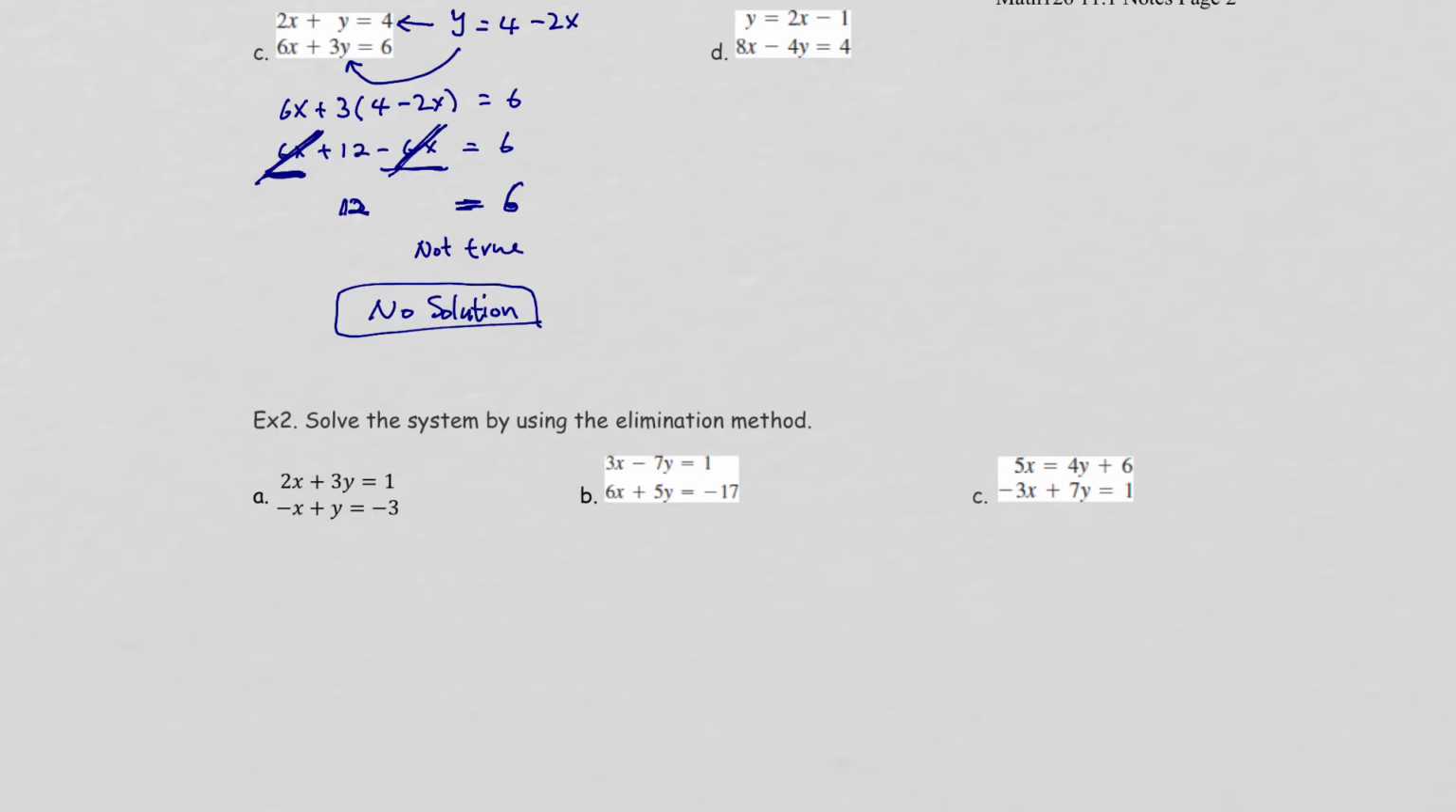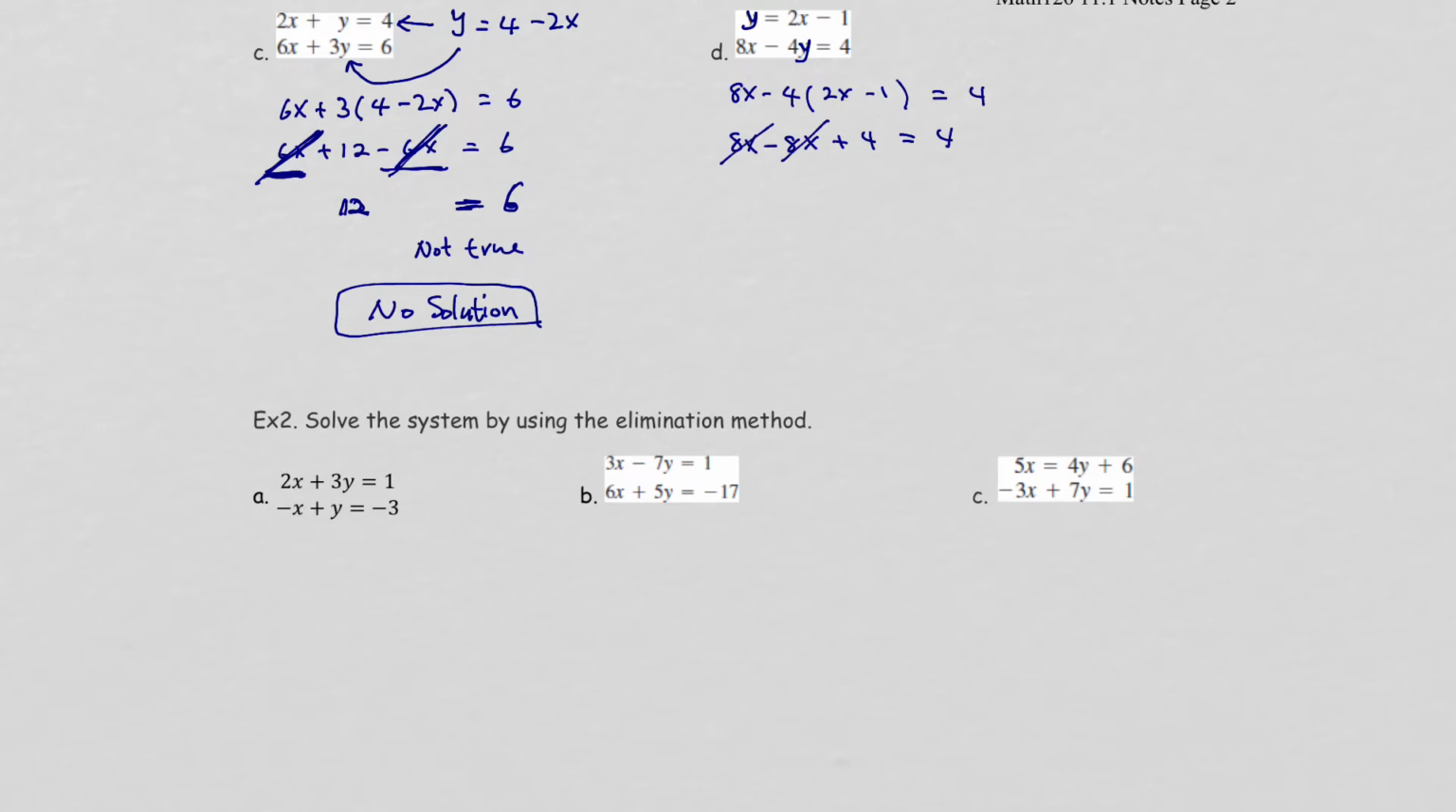What about the next one? It's already solved for y. So when we replace that here, I get 4 times 2x minus 1 equals 4. And when I open the parenthesis, I get 8x plus 4 equals 4.